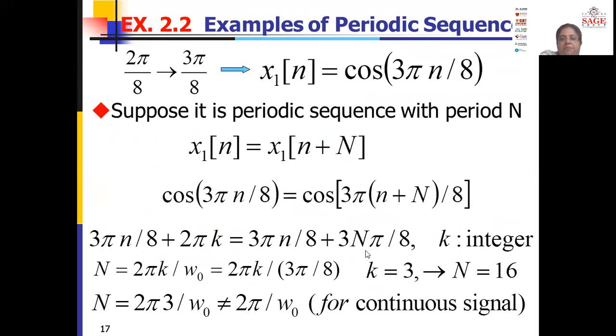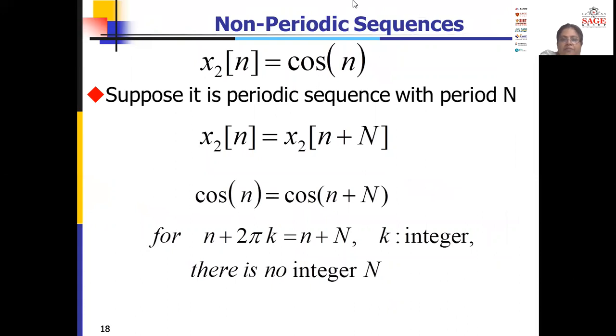These are other examples where we can find out whether the sequence is periodic or non-periodic. If we consider x2[n] equals cos n, it is not a multiple of 2 pi, and for any integer k we are not finding the value of n as an integer, so we say that this sequence is non-periodic.